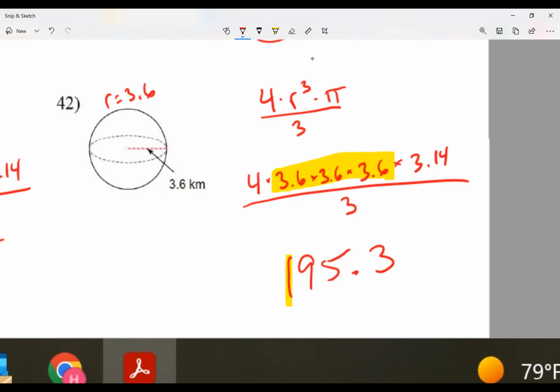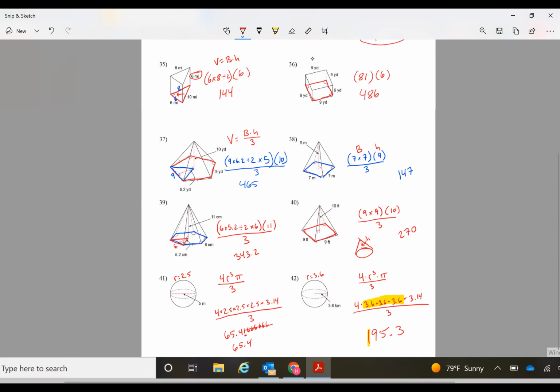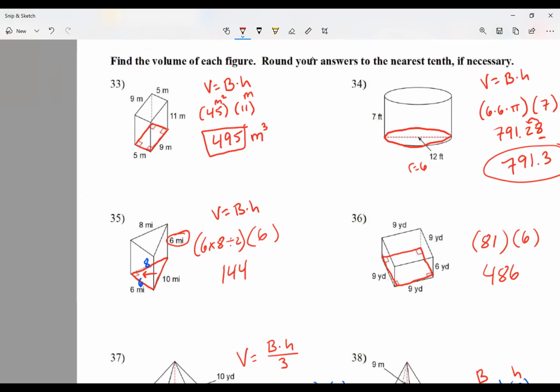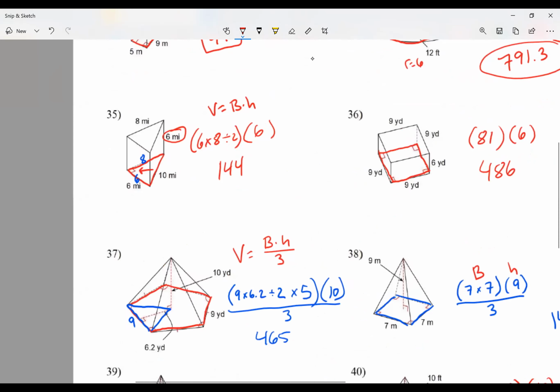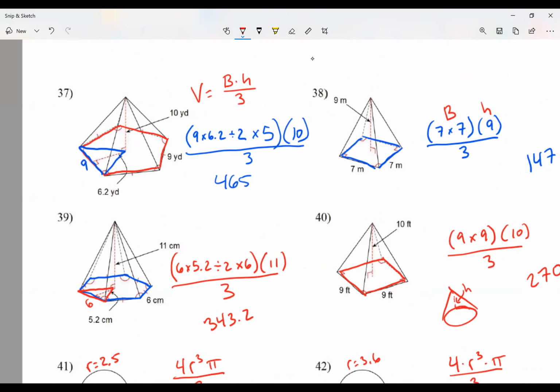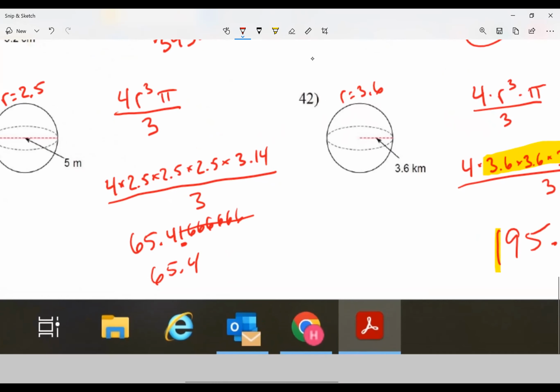195.3. We do a little recap. When it was just the volume of a prism or cylinder, that's when you have 2 bases, one on top and one at the bottom, we just go area of the base times the height. When you have a pyramid or cone, we go area of the base times height divided by 3. When you have a sphere, 4 radius cubed pi divided by 3.